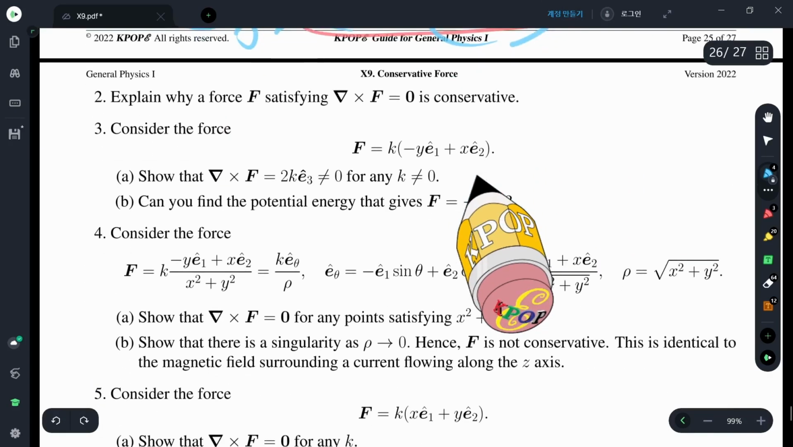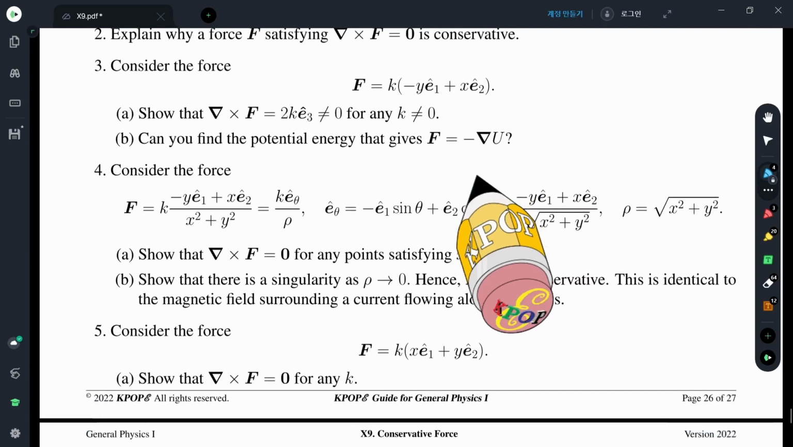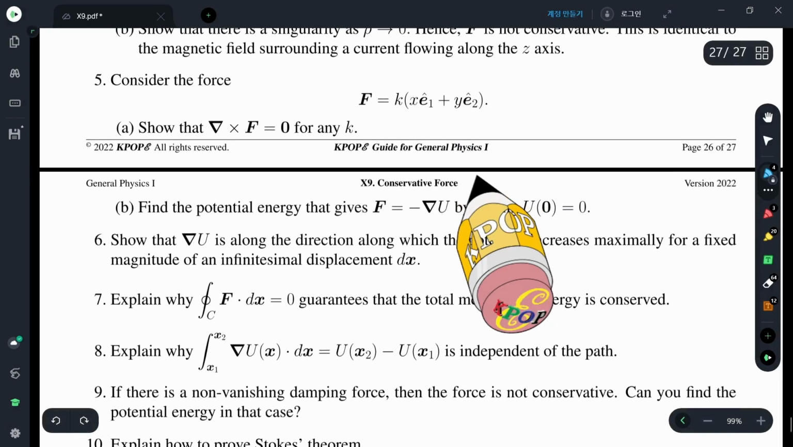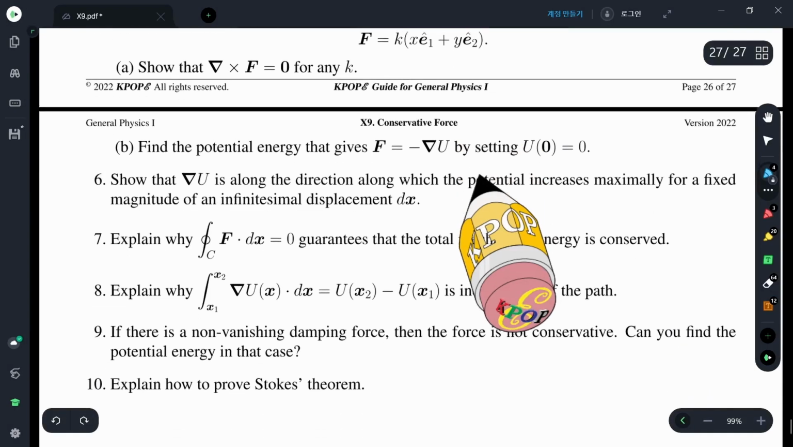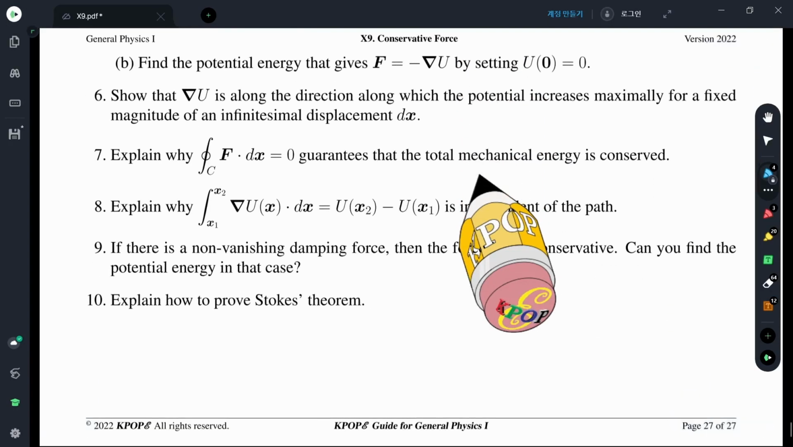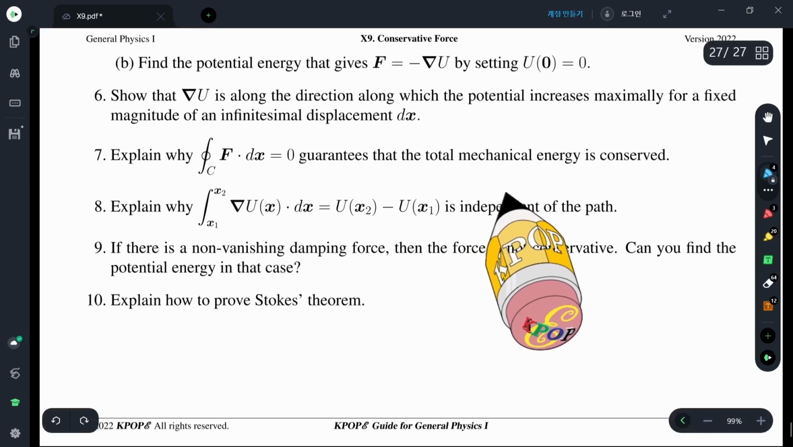Okay, so the irrotational field is conservative. An irrotational force is conservative. This is very, very important and useful. That's it for today.